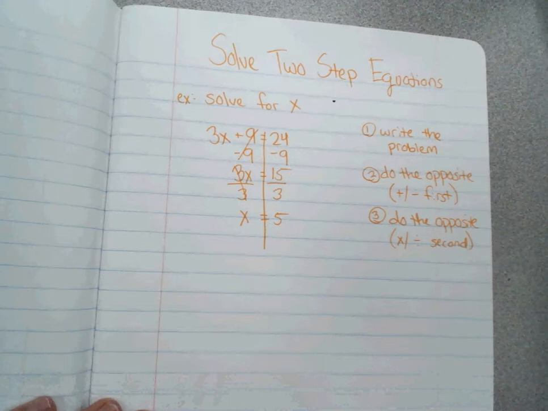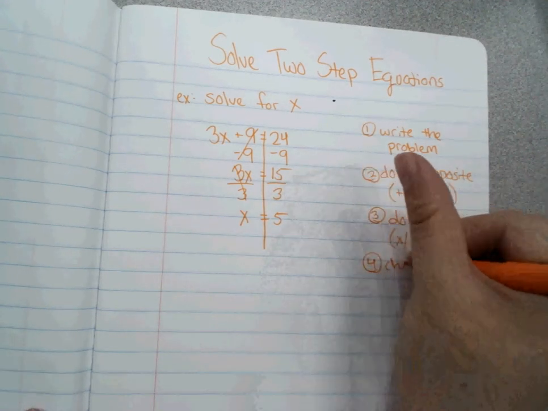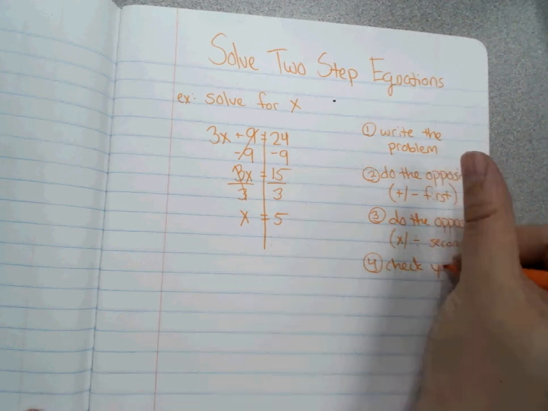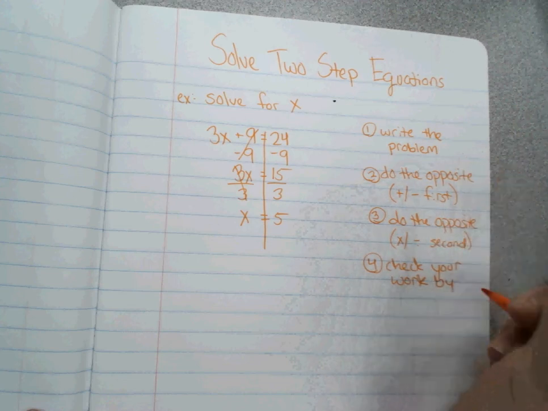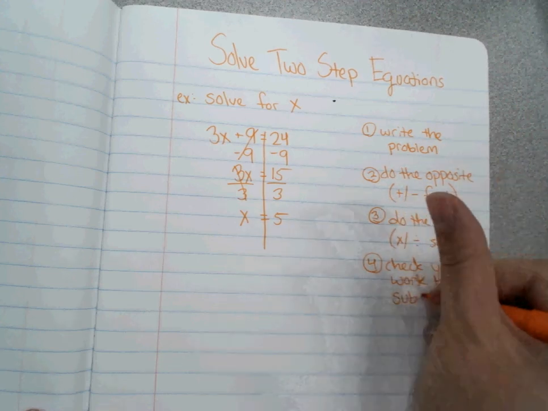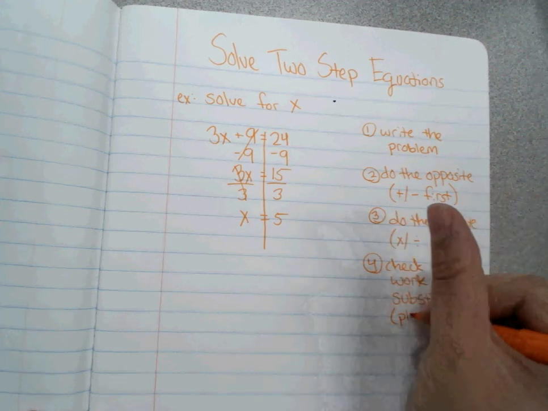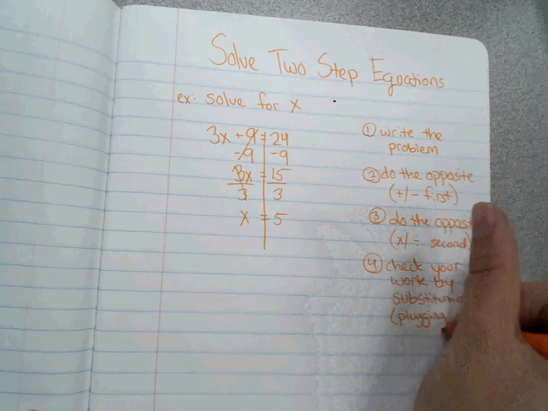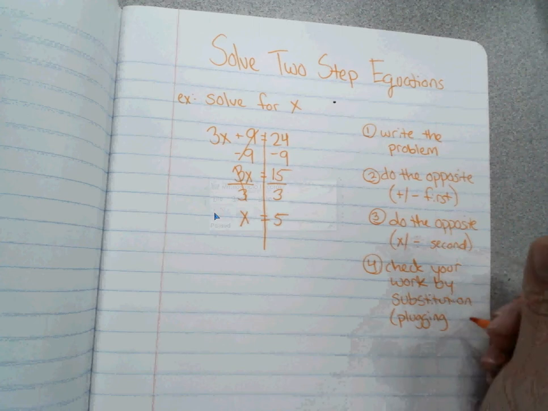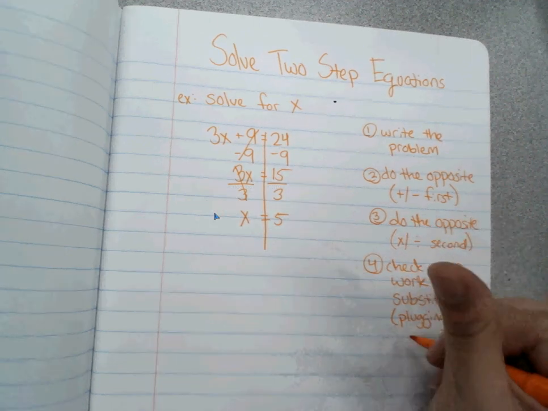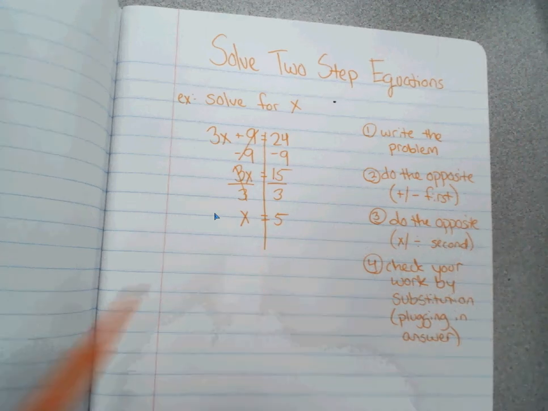Now the nice thing about equations is we can always check our work. So we can check your work by substitution, which just means we're plugging in the answer, really. So for this one, our answer is x equals 5.